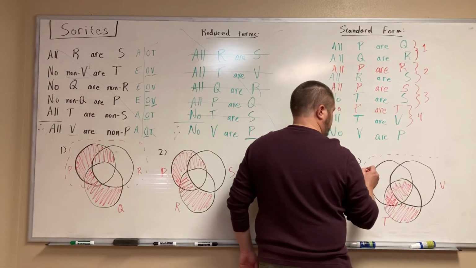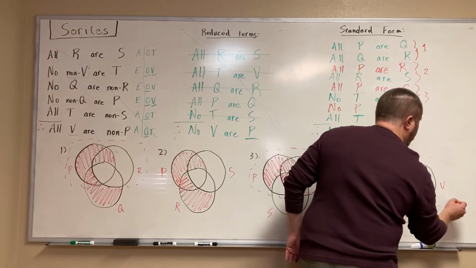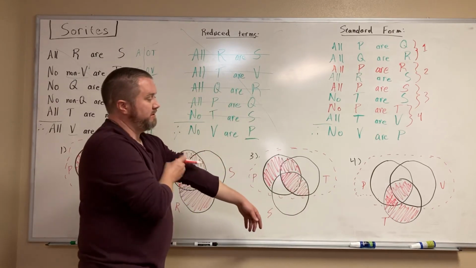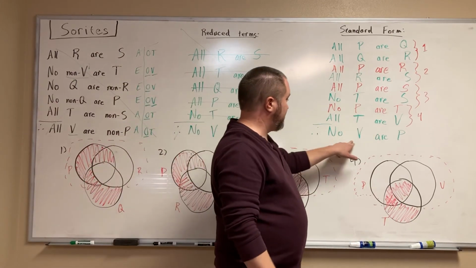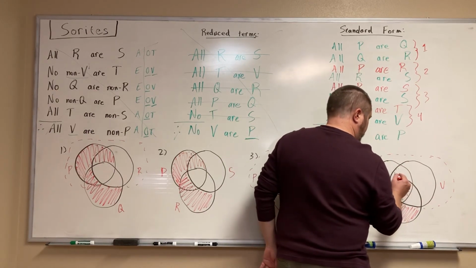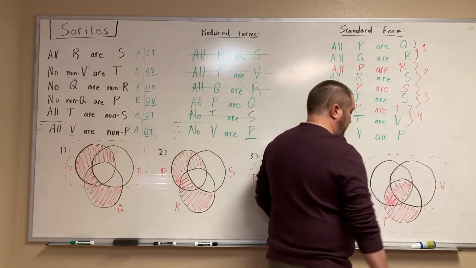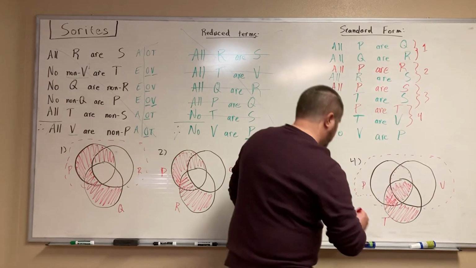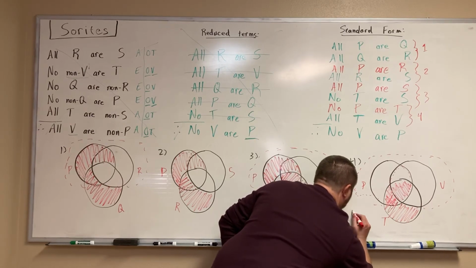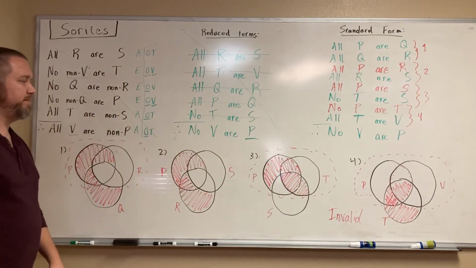For the conclusion, we're concerned with only P and V. So you're just looking at the top two circles. And what the conclusion is asking us is no V are P. And that would be shading in this middle football here. But we only have half of it shaded. So what that has told us is that this Sorites, after all that work, is invalid.